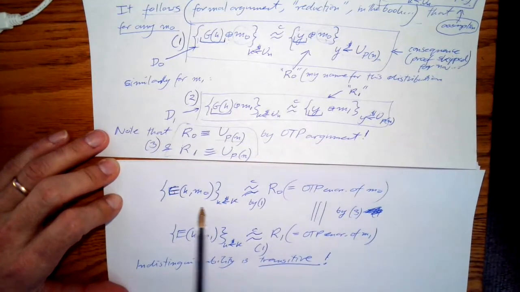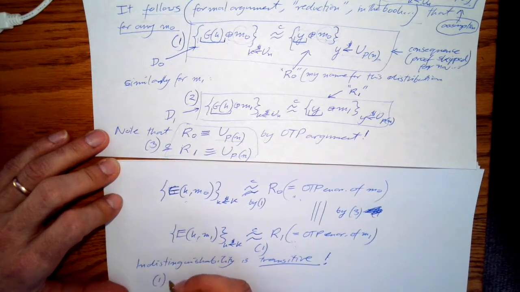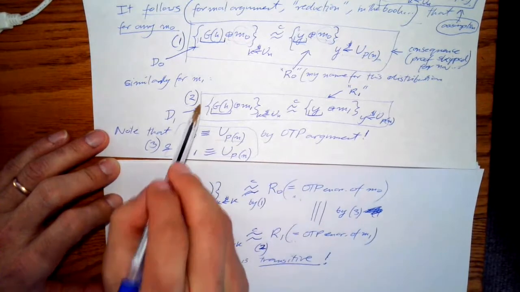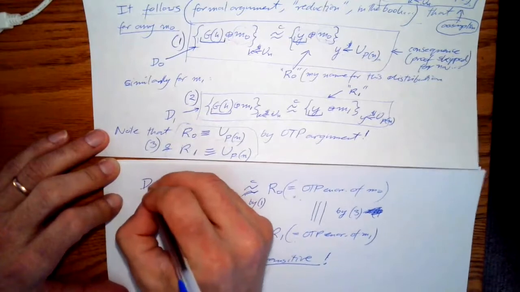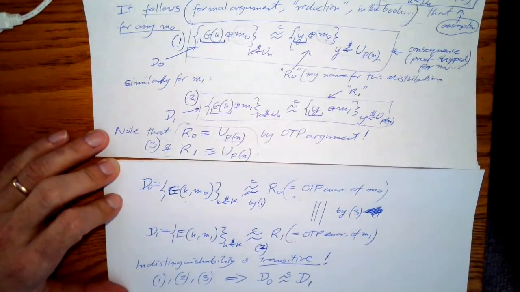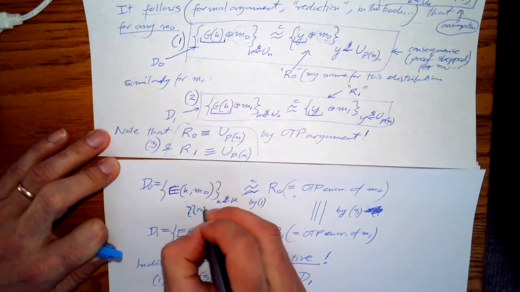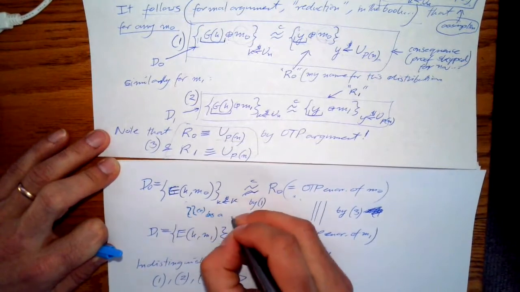Meaning, if no efficient attacker can distinguish this random variable from that one, and no efficient attacker can distinguish this random variable from that one because actually they are identical, so no attacker of any computational capabilities can distinguish them, and also no efficient attacker can distinguish this one from that one, then it follows. So facts 1, 2, and 3 imply that D0 is indistinguishable from D1. Okay, so these two are computationally indistinguishable as a consequence.